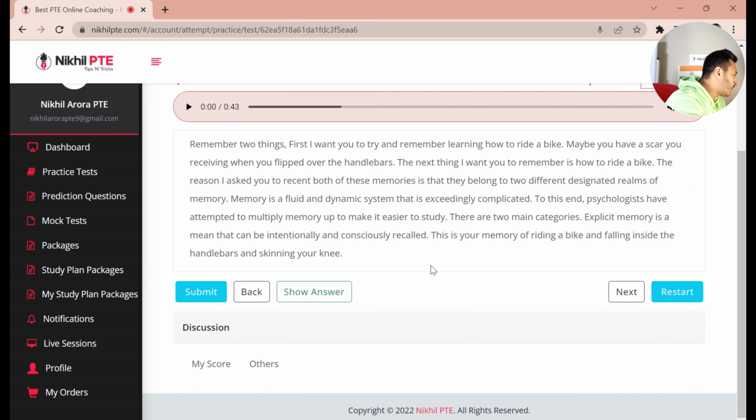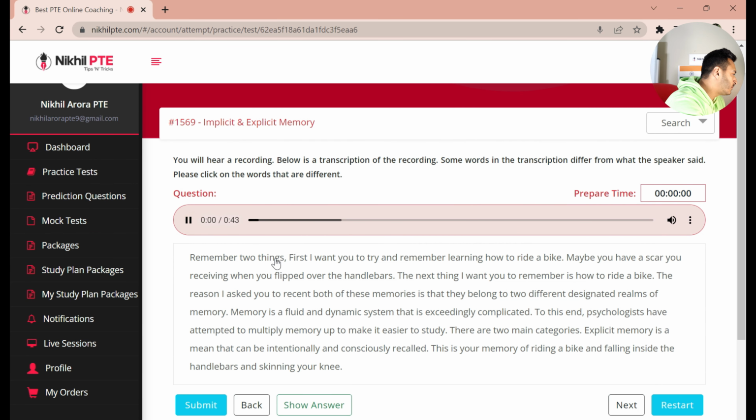Okay, let's start. Remember two things. First, I want you to try and remember learning how to ride a bike. Maybe you have a scar you received when you flipped over the handlebars. The next thing I want you to remember is how to ride a bike. The reason I asked you to recall both of these memories is that they belong to two different designated realms of memory. Memory is a fluid and dynamic system that is exceedingly complicated.